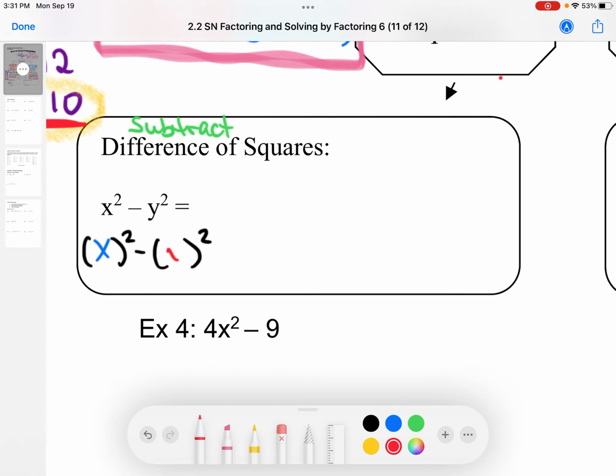It's x squared minus y squared. So when we factor it, it factors into 2 parentheses. One of them is added, one of them is subtracted. Each parentheses has 2 terms.